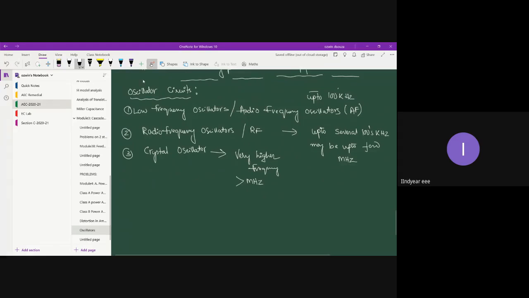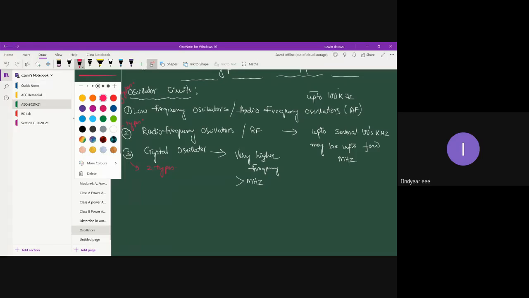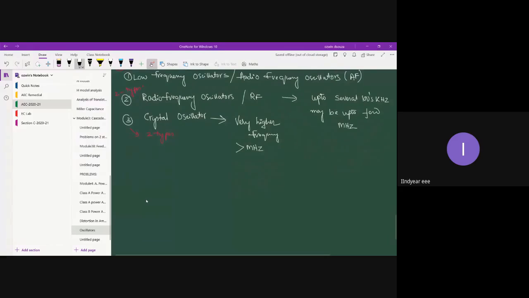Now, under low frequency oscillators, we have 2 types. In radio frequency oscillators, we once again have 2 types. And in crystal oscillators, we have 2 types. So basically you will have a total of 4 oscillator circuits to study. Okay, fine. Let's start one by one.